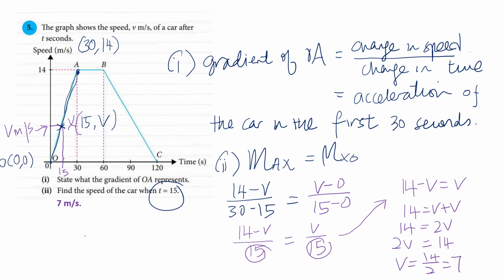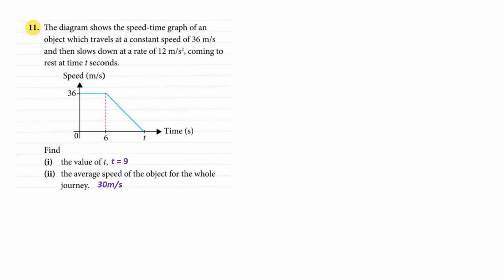Therefore the speed of the car when t is equal to 15 is 7 meters per second. So this is how you solve question 5, part 2. Alright, let's go to question 11.